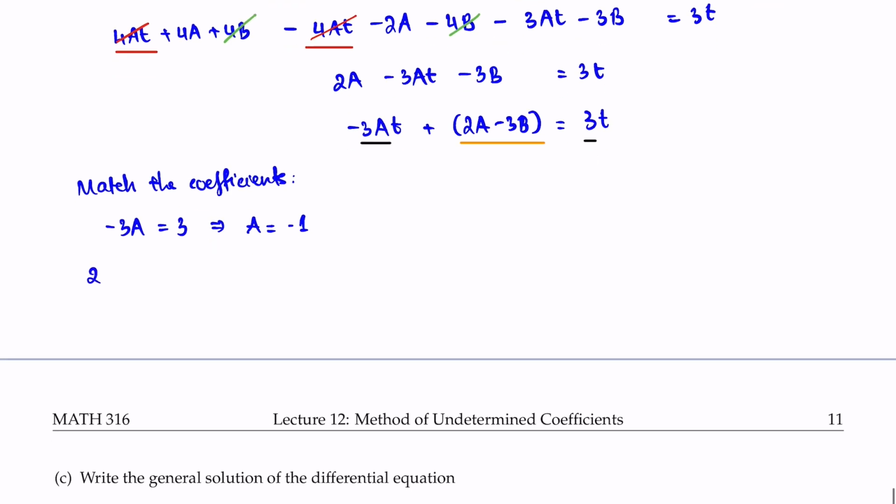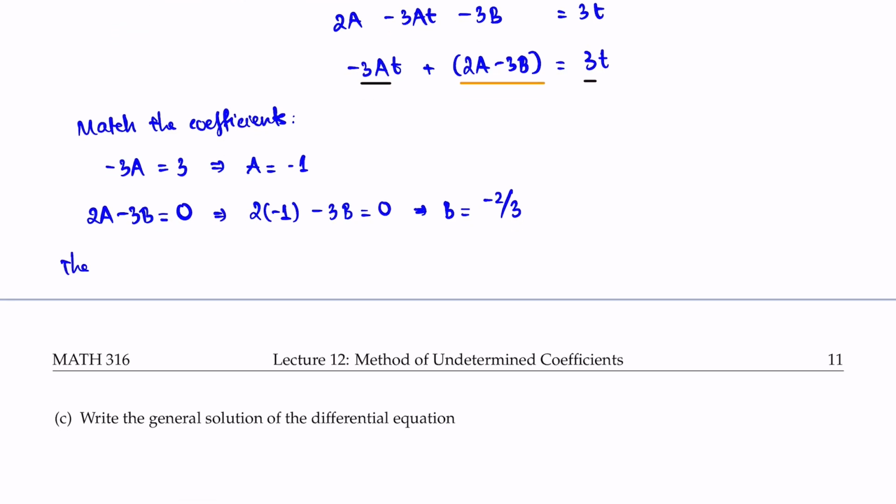So 2a minus 3b equal to 0, but a is equal to negative 1. So we get 2 times negative 1 minus 3b equal to 0. This implies that b is equal to negative 2/3. You know the value of a, you know the value of b. You can write down the particular solution for the non-homogeneous differential equations.